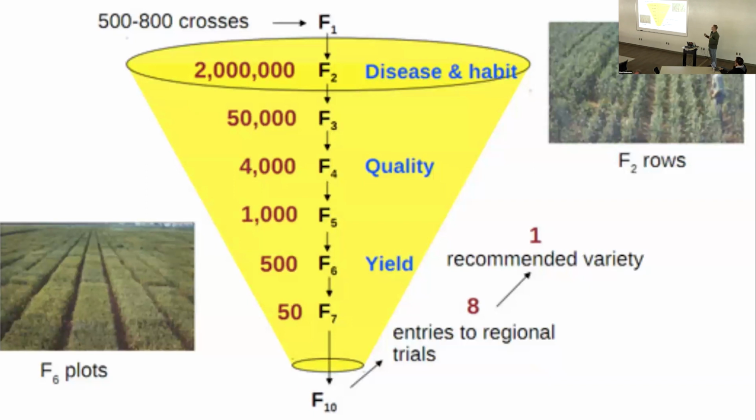The vast, vast majority of those offspring are going to be worse. They're not going to have that big, wide ear. They're just going to be worse than either of the original two parents. We then have to spend the next 10 years trying to dwindle down to only one of those offspring that we're going to select as a recommended variety that we will then grow and release to farmers so they can grow it in their fields. Throughout this process, we have to evaluate thousands and thousands of plants every year in the field.